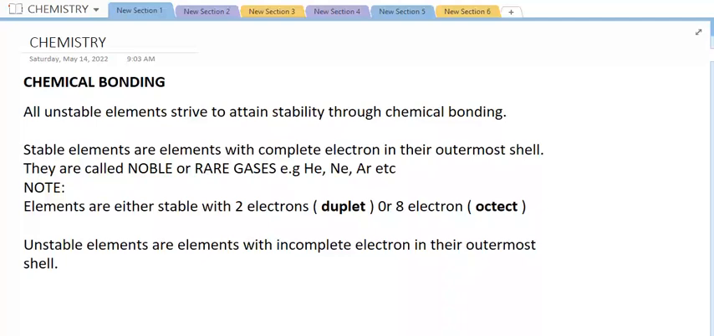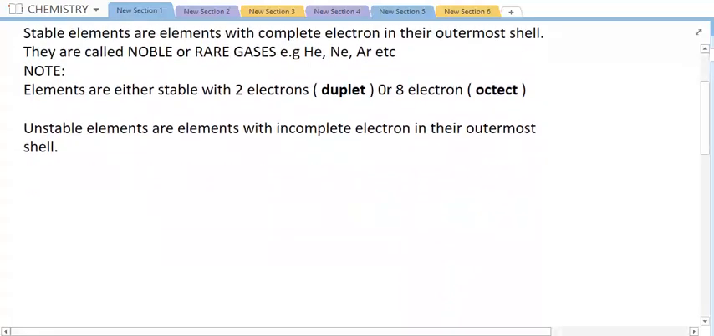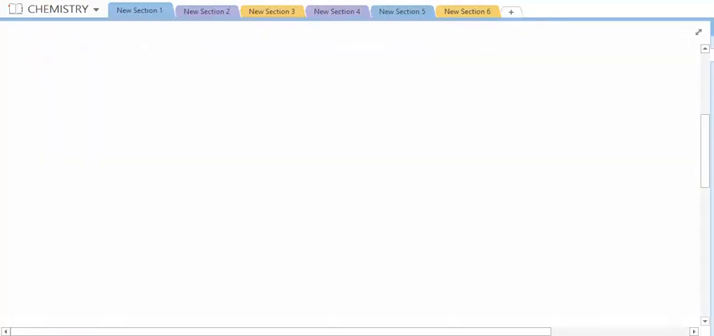Now, what are unstable elements? Unstable elements are elements with incomplete electrons in their outermost shell. So any element that has incomplete electrons in its outermost shell is said to be an unstable element. Now let me explain this using the electronic configuration of the first 10 elements.